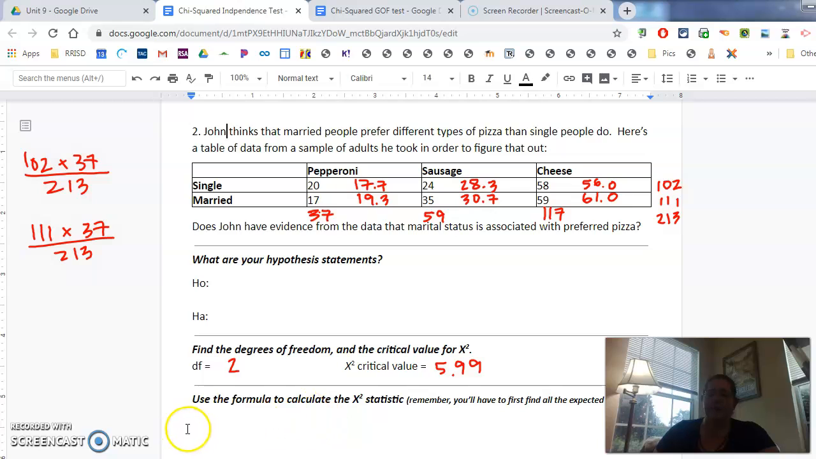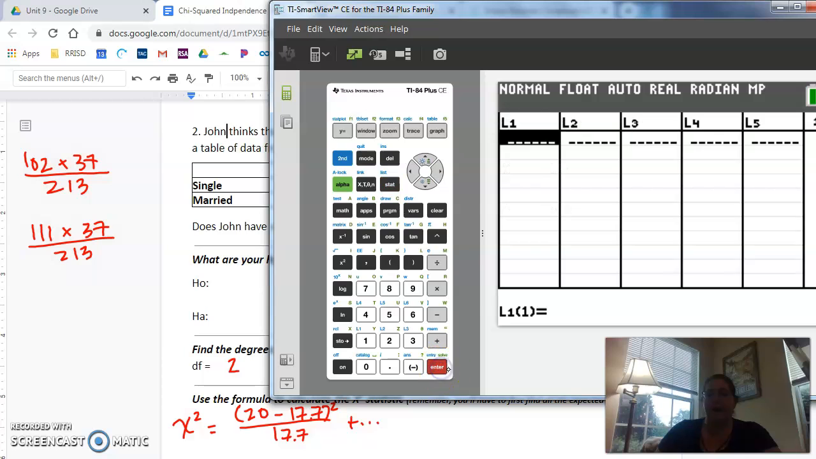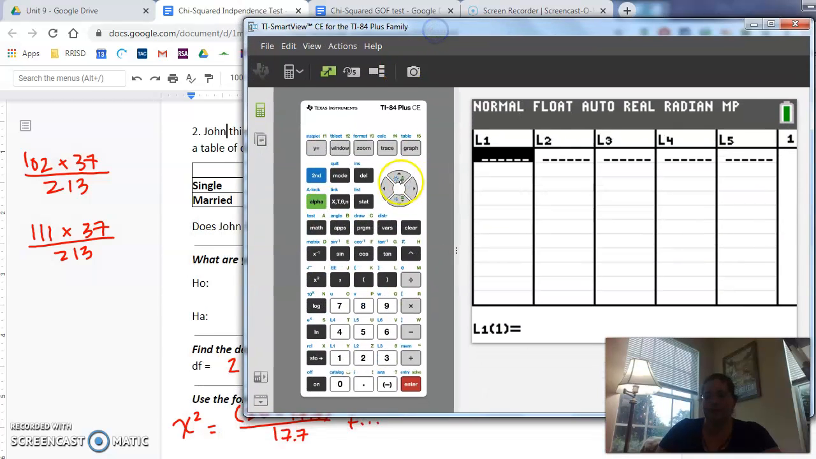So then my chi-squared statistic down here, I would again do observed minus expected, squared, over expected. So observed for pepperoni singles 20 minus expected 17.7, squared, over expected. And I would do that for each cell and add them all together. Again, we have a lot of cells here that could take us a while. You can do it the slow way, but we can also use our calculator. So again, I'm going to go to Stat Edit. I'm going to put all my observed in L1, my expected in L2. Doesn't matter what order you go in, as long as you're consistent and that your observed and your expected are matched up together. I'm going to do that real quick and come back.